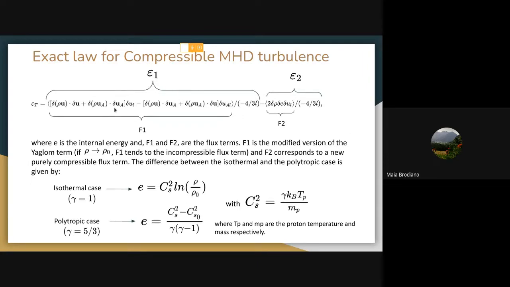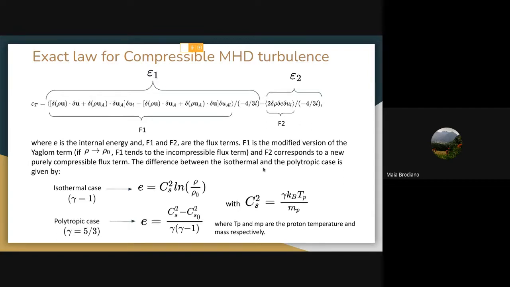And this is the expression, okay? So E is the internal energy, and what we call F1 and F2 are the flux terms. F1 is the modified version of the Yaglom term. And if we tend the density to a constant density, for example, the mean value of the density, F1 tends to the incompressible flux term. And F2 is a new purely compressible flux term.